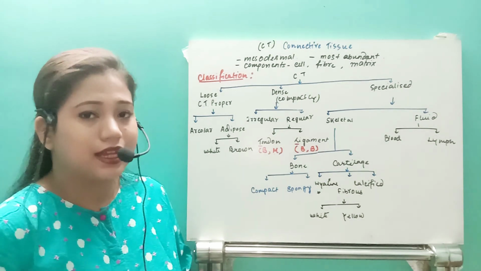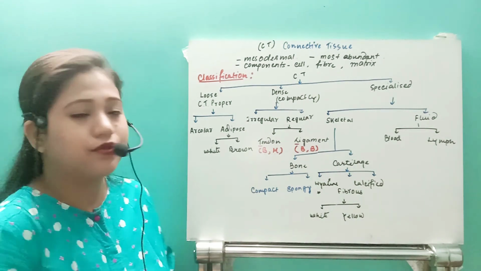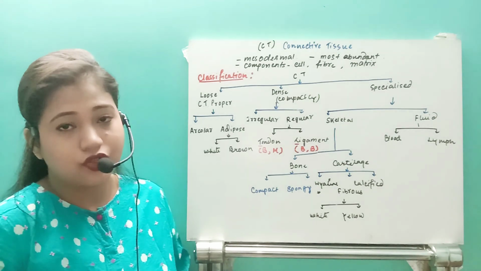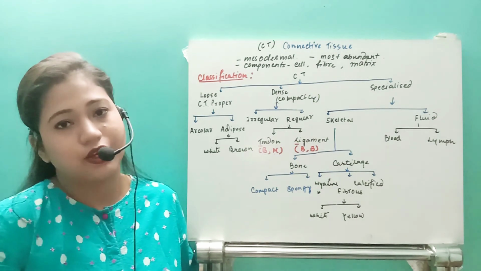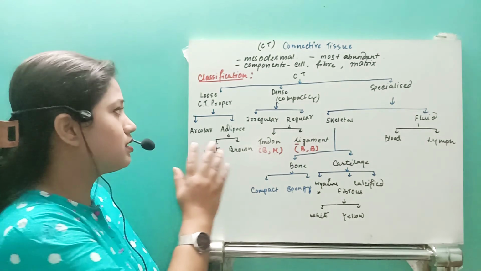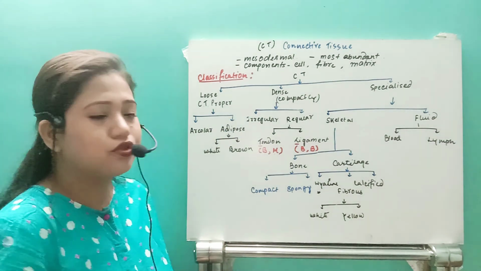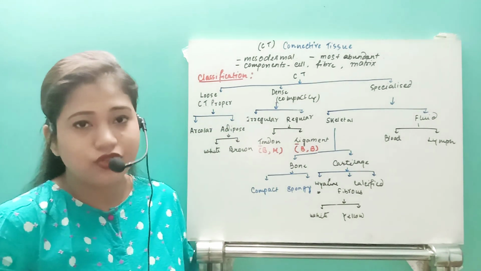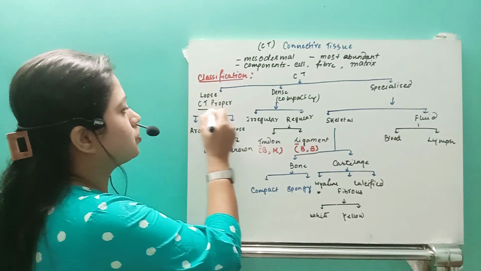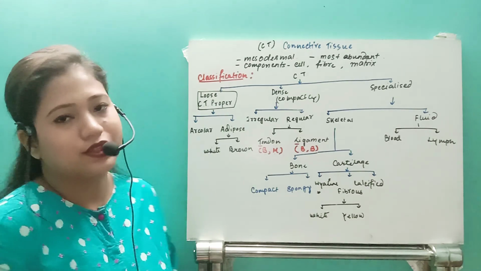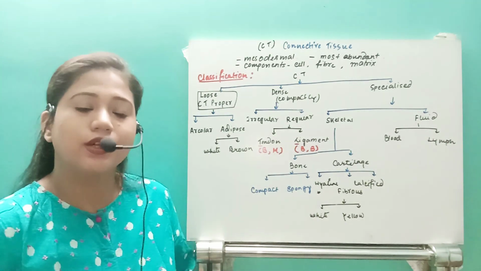So this is about the classification. We are going to have three types of connective tissue: connective tissue proper, then dense connective tissue and specialized connective tissue. The connective tissue proper is divided into two types, areolar and adipose. In the next video, we will start the first type of connective tissue, that will be loose connective tissue. Till now, this is about the classification.